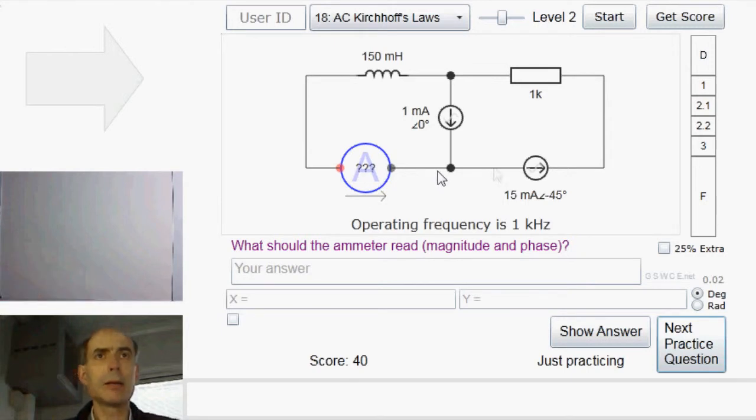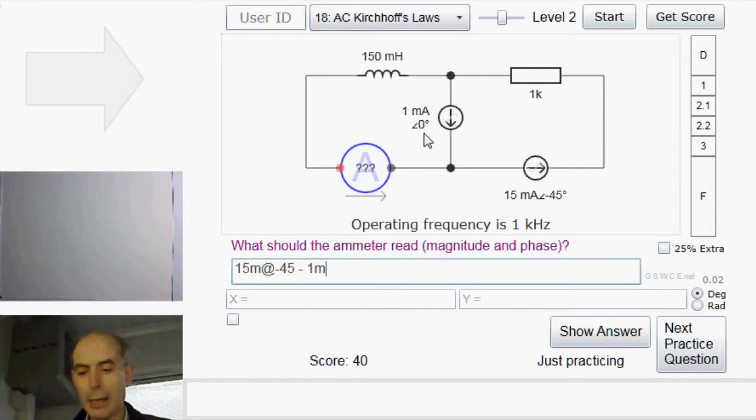Right, here I've got one where the current flowing in is unknown. I have 1 milliamp at 0 degrees flowing in, and a total of 15 milliamps at minus 45 degrees flowing out. So the simplest way to do it is just to take the total current flowing out, 15 milliamps at minus 45 degrees, and subtract the known current flowing in, 1 milliamp. I don't have to write at 0 degrees if it's at 0, just 1 milliamp as a real current will do, and that's it.